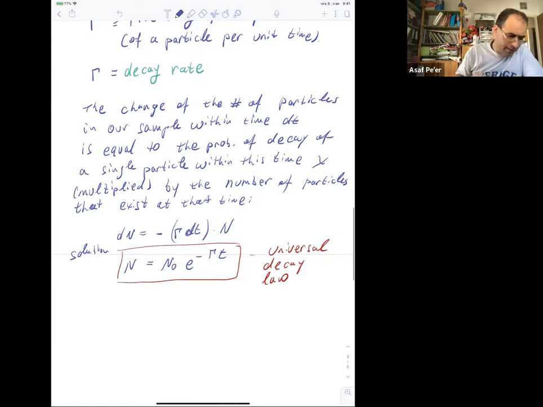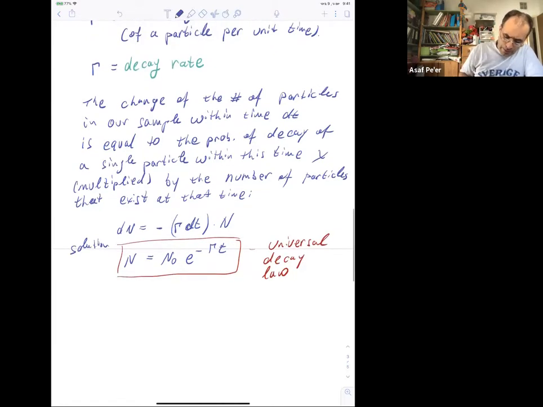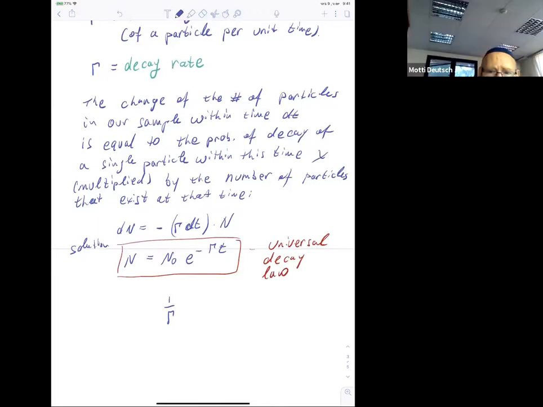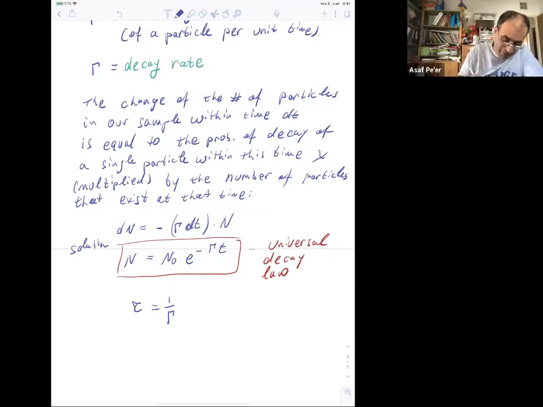Now the quantity 1 over gamma, somebody want to guess how it's called? Has a name? Lifetime. Lifetime, exactly. Very good. So this is denoted by tau, and this is called the particle's lifetime.